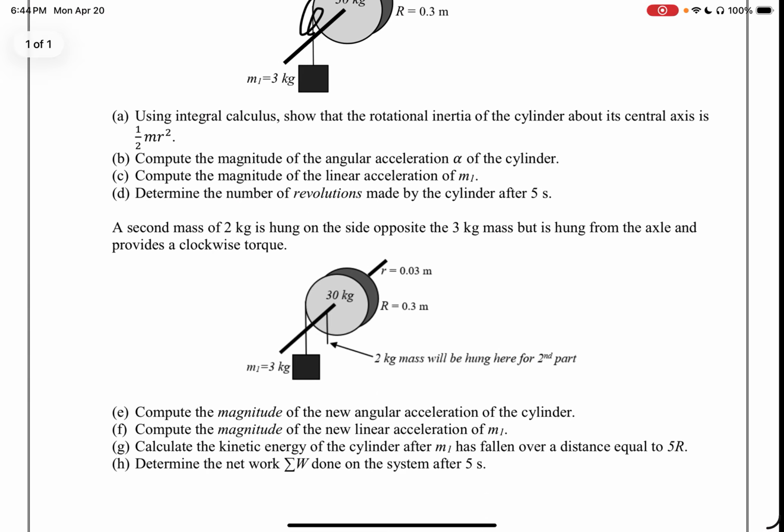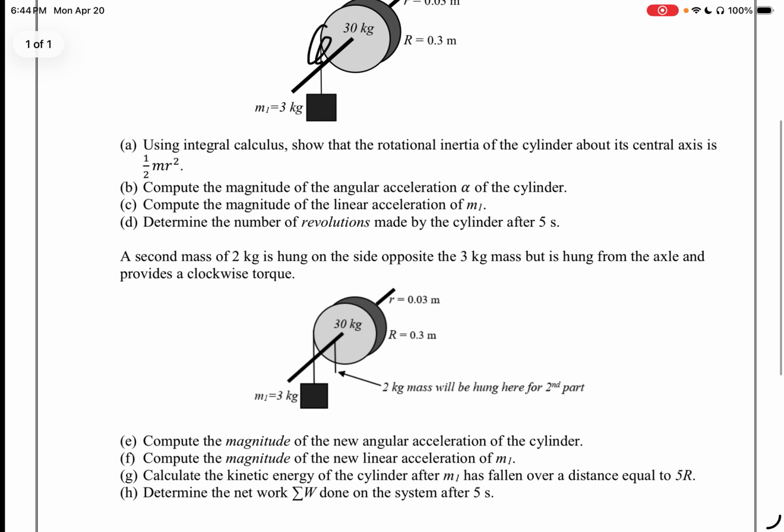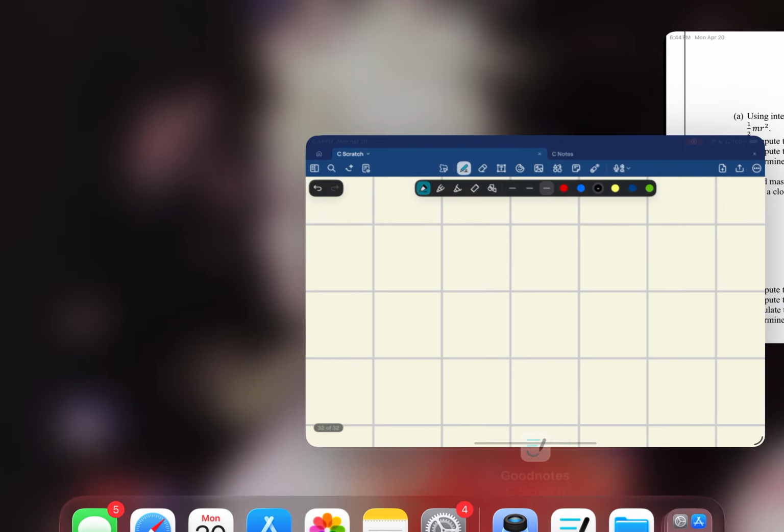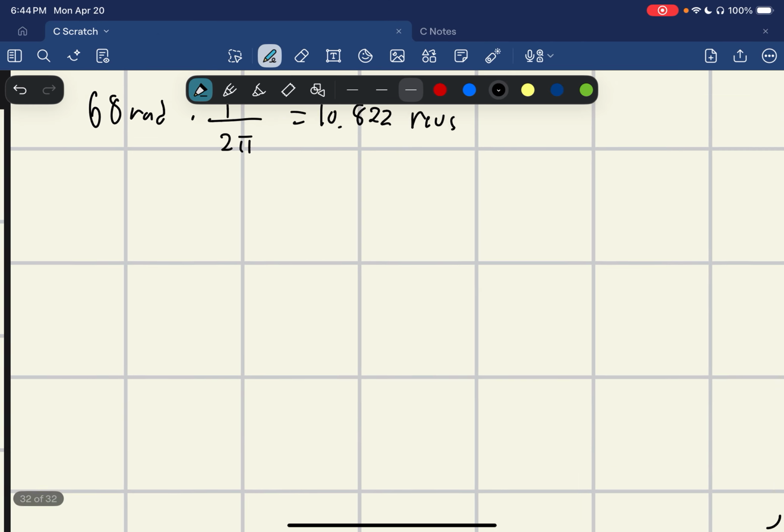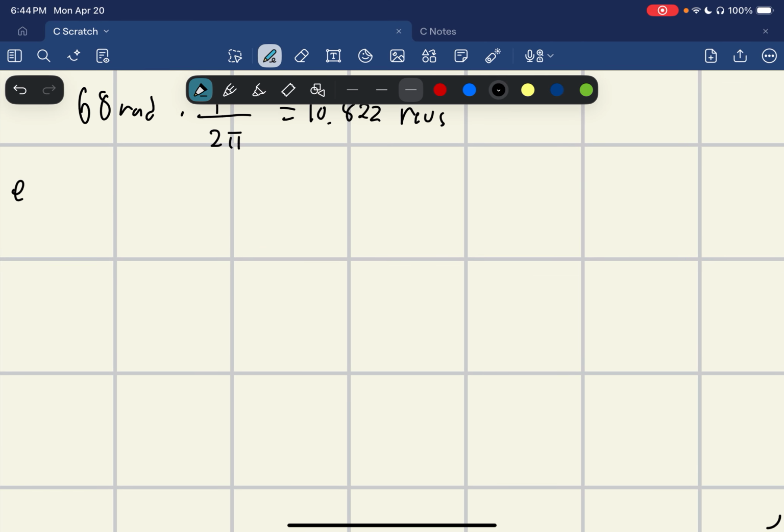Okay. Part E, the scenario changes. So now there's a second mass, which I will denote as M3, which is hanging by the axle on the other side, which causes an opposite direction torque. Okay. Part E asks us to find the magnitude of the new angular acceleration of the cylinder.